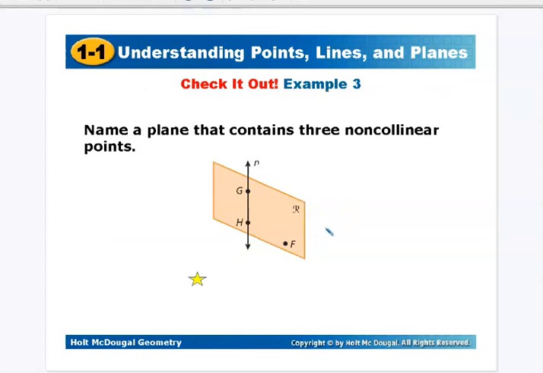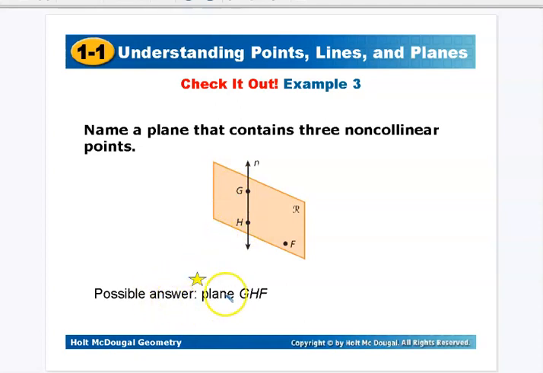Let's name a plane here that has 3 non-collinear points. Now remember, there's a couple of ways we can name this plane. Pay attention to all the different items we have in here. Looks like we have a line, we have some points. Looks like we're designating a plane here. How are we going to name that plane?